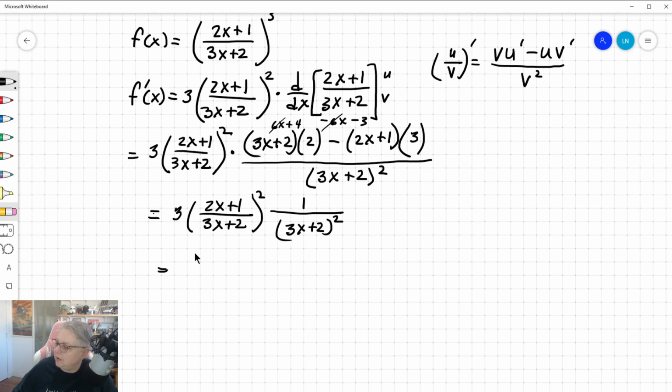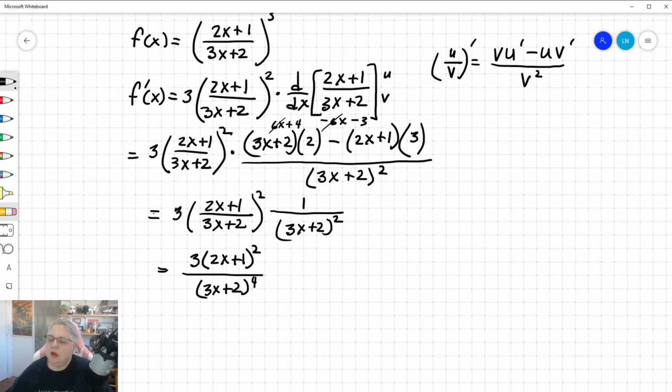So on top, I'll have a 3, and I'll have (2x plus 1) squared. Now on the bottom here, I've got (3x plus 2) squared, and over here I've got (3x plus 2) squared, so that means I have (3x plus 2) to the 4th. And this would be the end of the problem. This would be the answer.